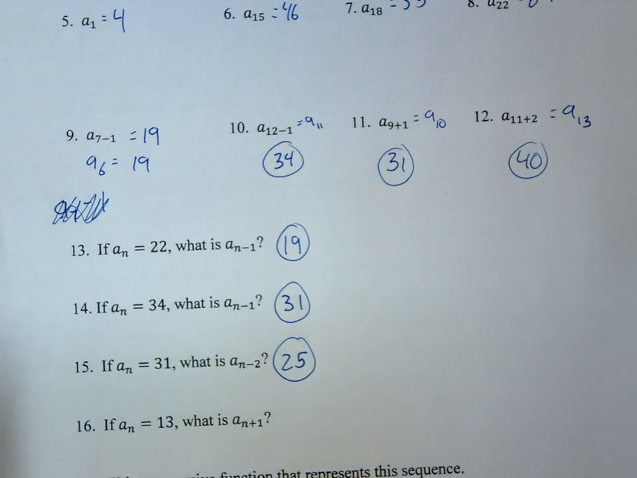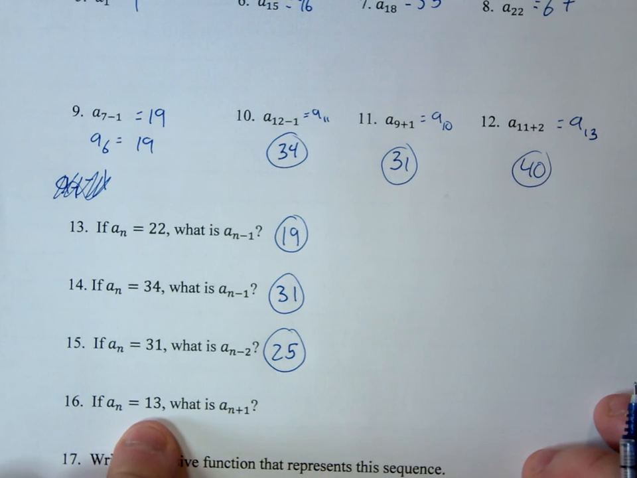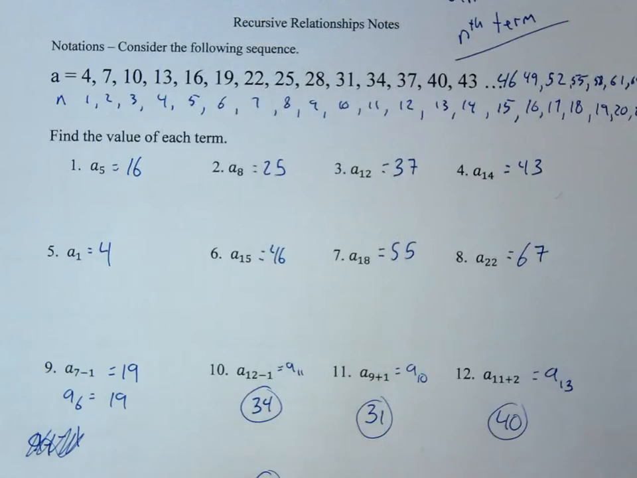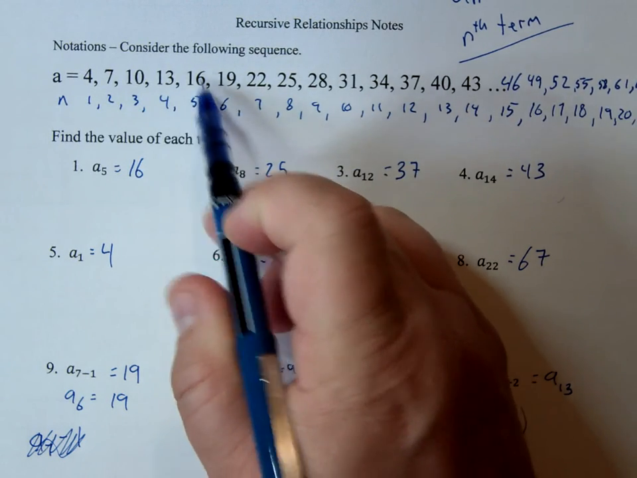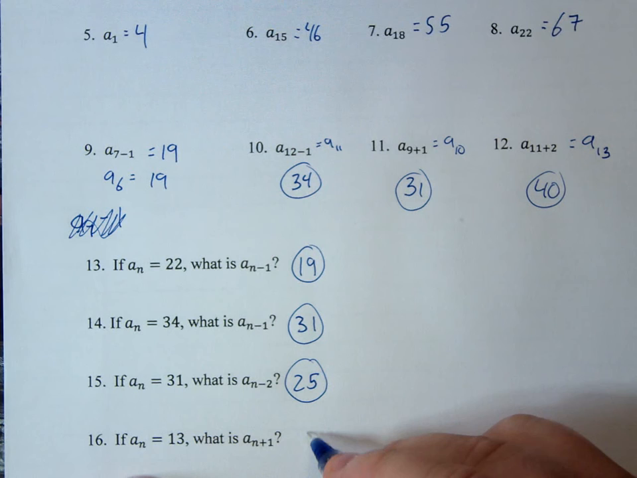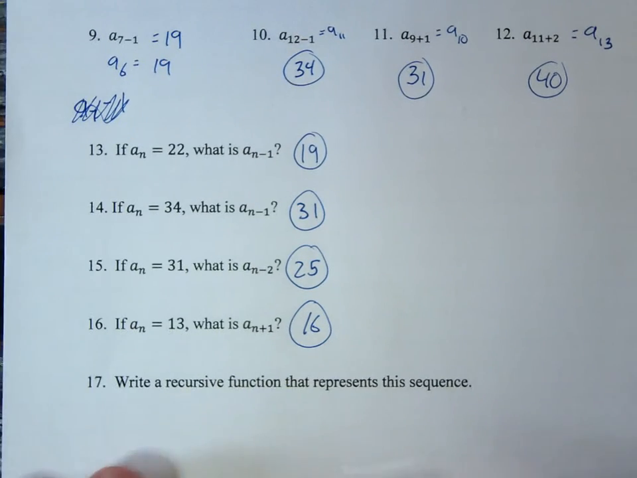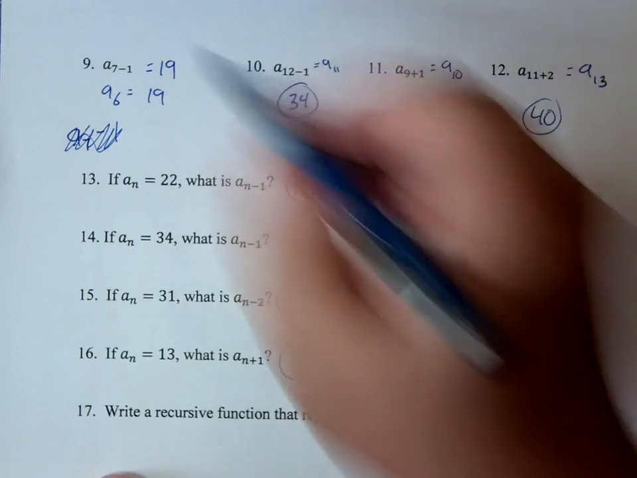And the last one, if a sub n is 13, what is a sub n plus 1? So what's 1 after? So if we're at 13, what's the plus 1? If you go up 1 term, you would be at 16. Good. Not too bad, right? So this is all just like practicing understanding all these a sub n's. And then finally, we can write what's called a recursive function based on all of this stuff.